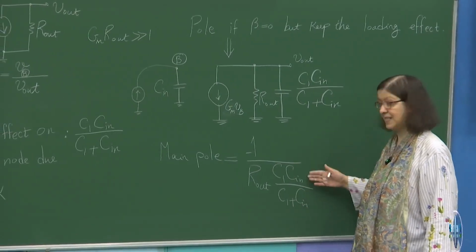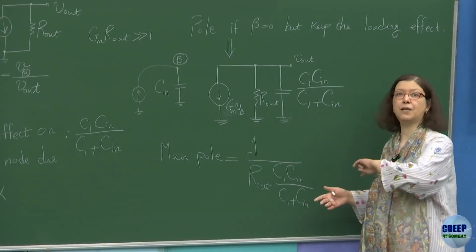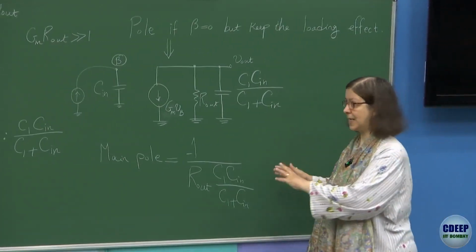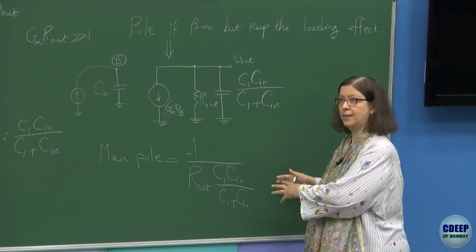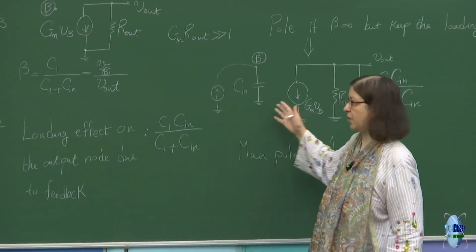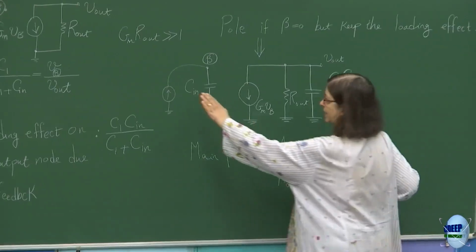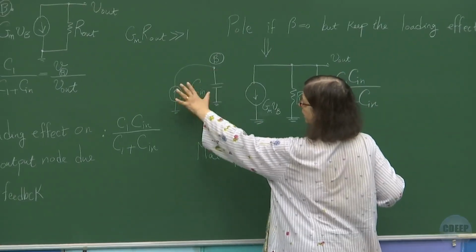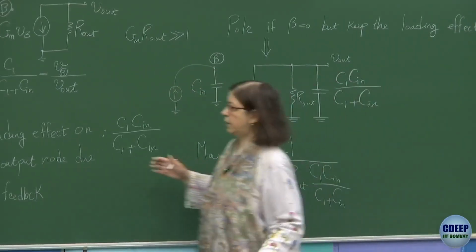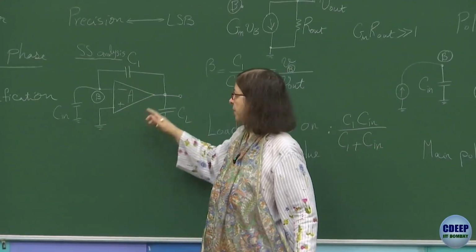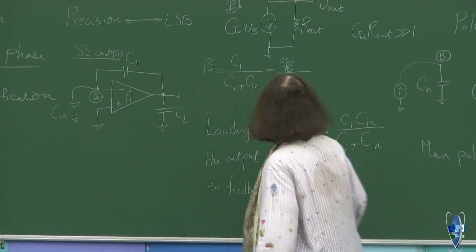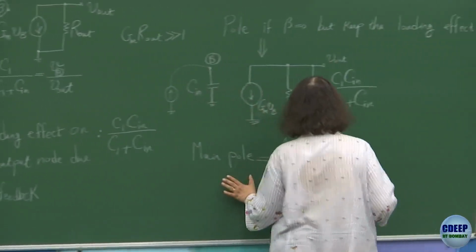But the effect of C in appears because C in comes into the loading effect. It's very interesting. C in affects the loading, but it doesn't appear as a part of the pole, because when you excite this node with voltage, the effect of C in at this point will go away. The loading of the feedback network on the output node will remain.